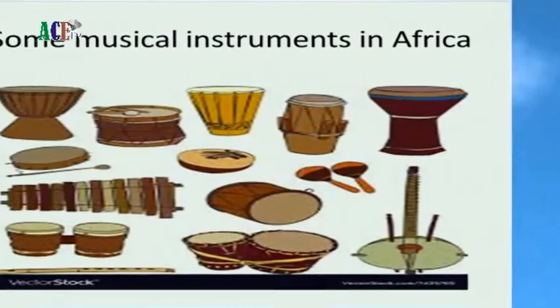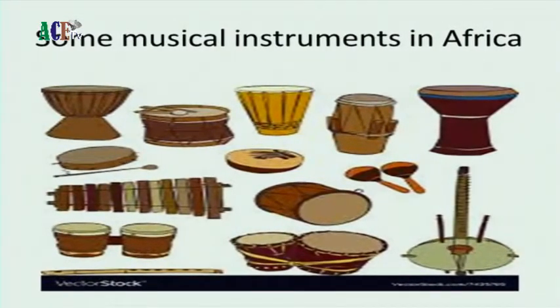Here are some examples of musical instruments. As you can see from your screen, we have varieties of them. We have varieties of drums. We have what looks like the xylophone. We have what looks like the guitar. They have their names, and they're in different shades. So much distributed all over Africa.